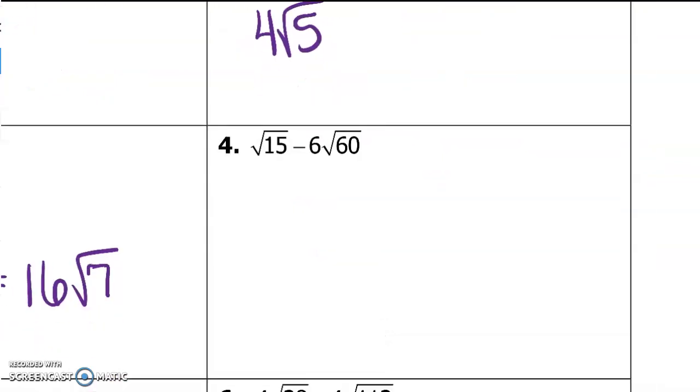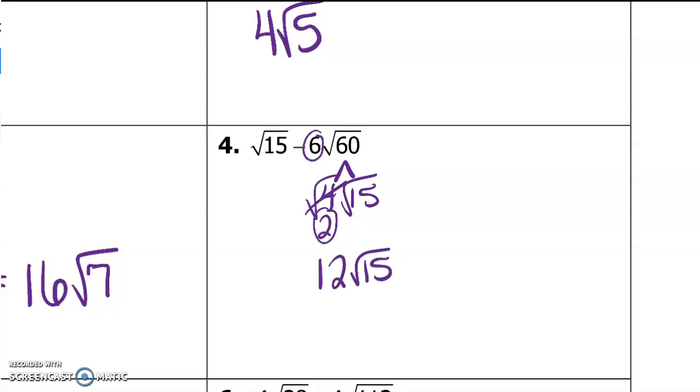Number 14. 15 does have factors, 5 and 3, but neither one of those are perfect squares, so that stays. 60 does have a perfect square. It is 4, so 4 times 15. Square root, square root. Square root of 4 is 2, so we have this 6 and this 2 that are being multiplied to give us 12, square root of 15.